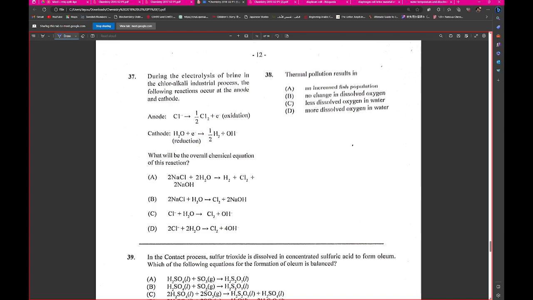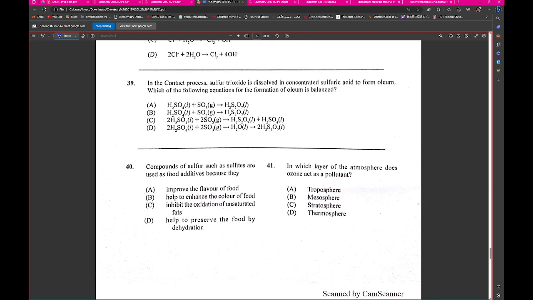37. During the electrolysis of brine, in the chloroalkali industrial process, the following reactions occur at the anode and cathode. Right? What would be the overall equation for this reaction? Okay, alright. 38. Thermal pollution results in less oxygen being dissolved in water.